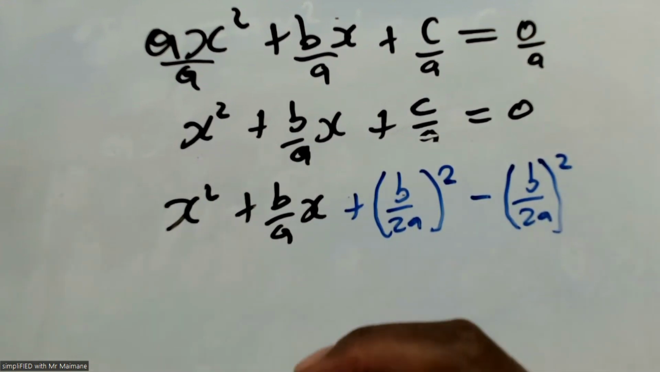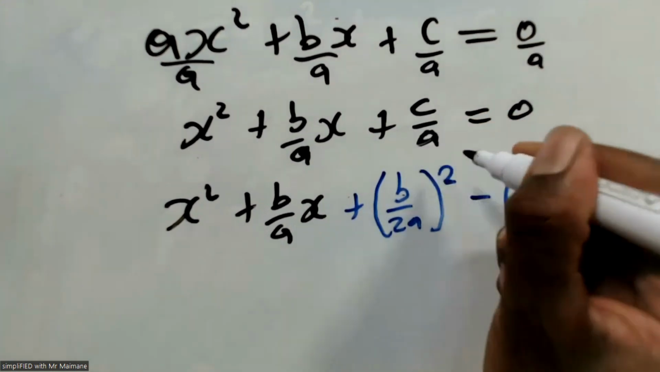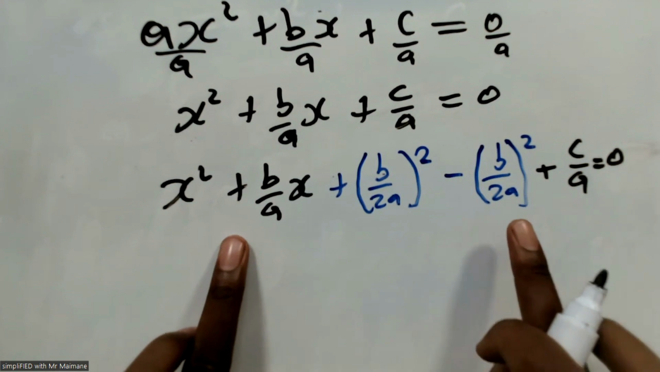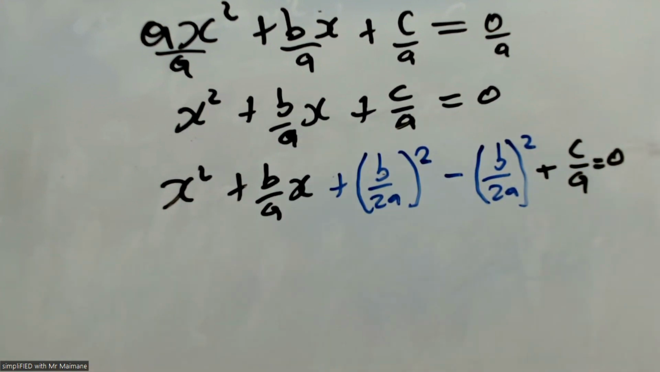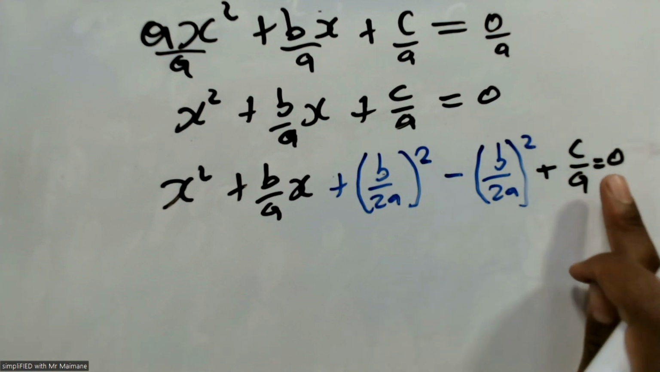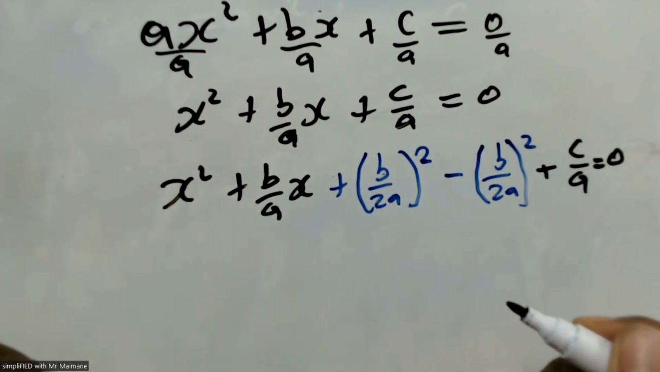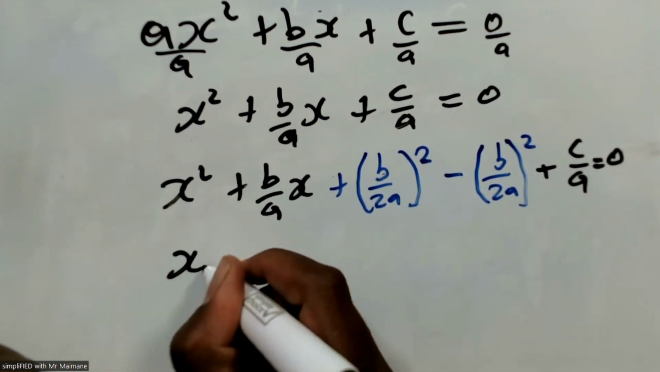Therefore, this is the same as plus c over a, which is that part here, then is equal to 0. So this is how I add and subtract half that. Furthermore, now I can simplify this part from the other side of the equation. So here, I can arrange this like this.